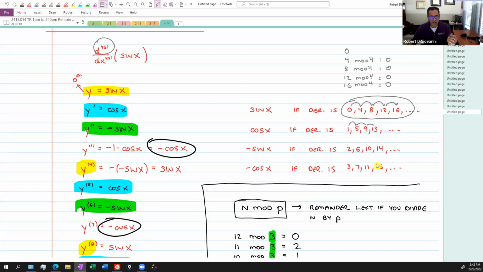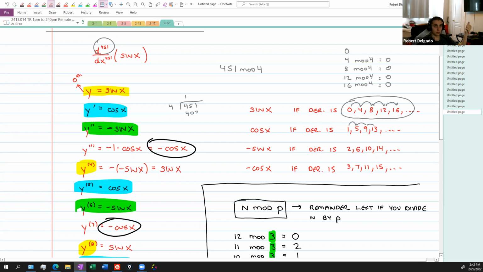So all I need to figure out is, what is 451 mod 4? How many times is 4 going into 451? It goes in there once, right? I get 400, then 51. That goes in there once. I get 40, and I get 11. That goes in there twice. That's an 8, and I get a 3 as a remainder. So 451 mod 4 is 3.